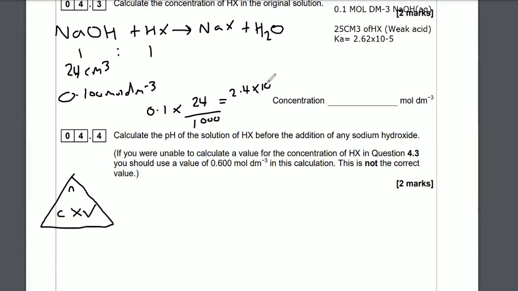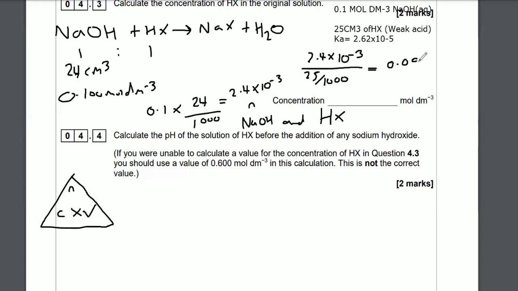Look at our equation. How many moles of weak acid will have been neutralized? It must be the same, because you've got one hydrogen that needs to go with the OH on the NaOH. So we've got 2.4 times 10 to the minus 3 moles of HX, the weak acid. Now let's find the concentration by dividing by the volume of the weak acid, which we were given in the stem as 25 centimeter cubed, converted to decimeter cubed by dividing 25 by 1,000. 2.4 times 10 to the minus 3 over 0.025 gives 0.096 mole per decimeter cubed. That's going to get you 2 marks. There you go.